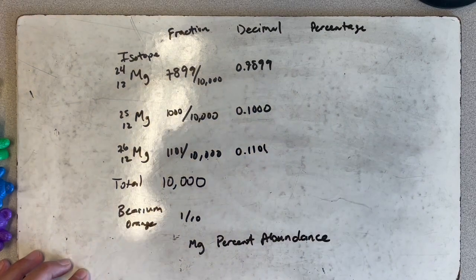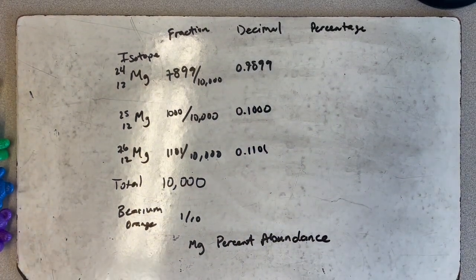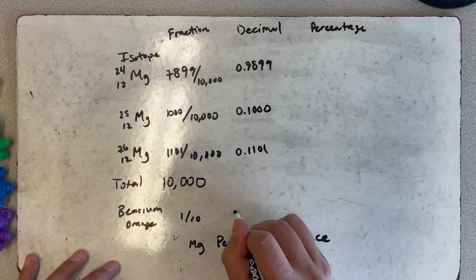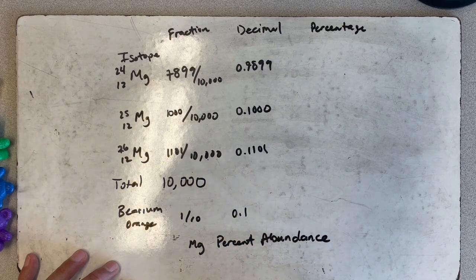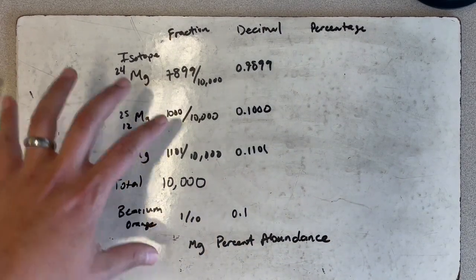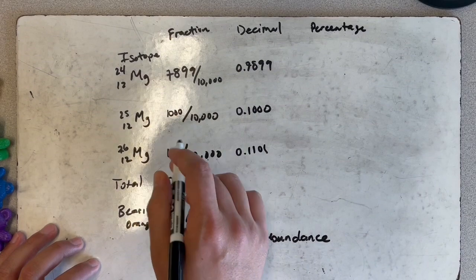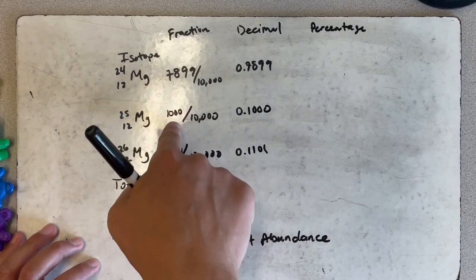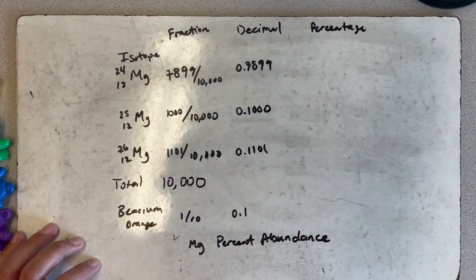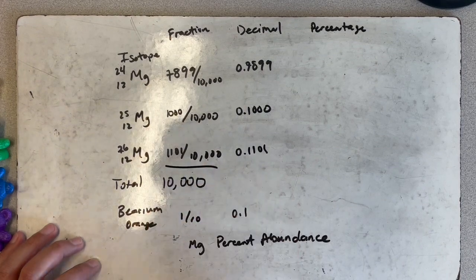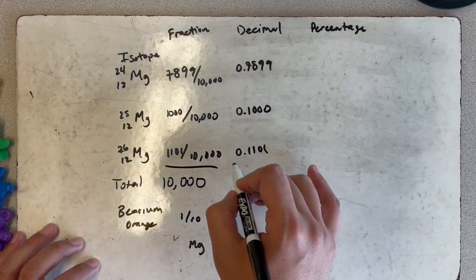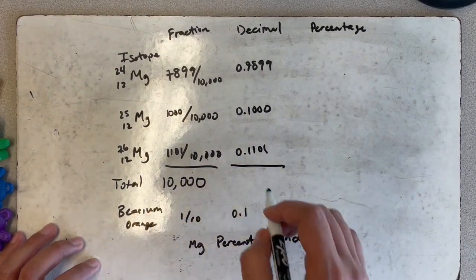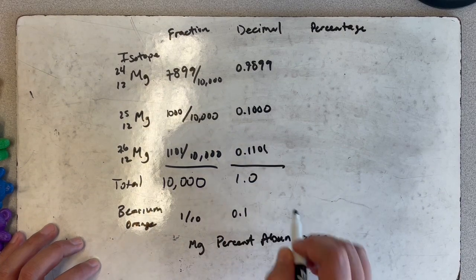And then here, the last one would be 0.1101. So something that I neglected to mention before, but is pretty important, is that when I add up all the fractions, I add 7,899 to 1,000 to 1,101, I should get my total of 10,000. When I do the same thing in decimal form, they should equal 1.0.